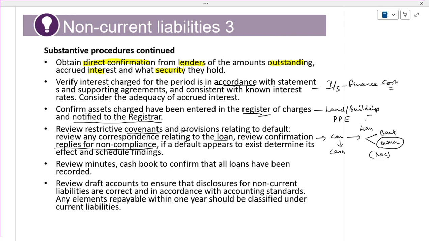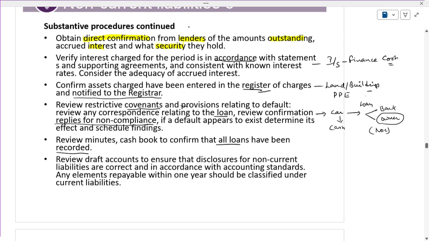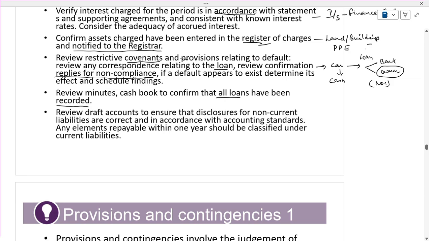Review minutes and the cash book to confirm that all loans have been recorded. And review draft financial accounts to ensure that there is a disclosure for non-current liabilities in accordance with accounting standards. In accordance with accounting standards, you have IFRS 9 and IFRS 7 disclosures. This is with respect to financial instruments, and IAS 32.